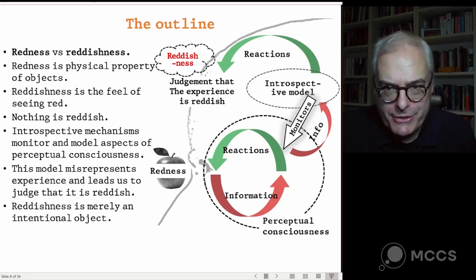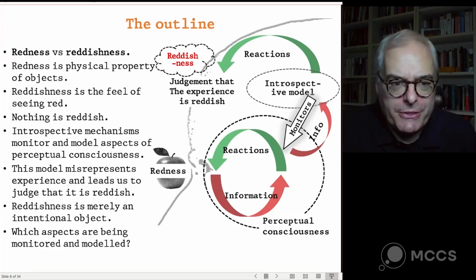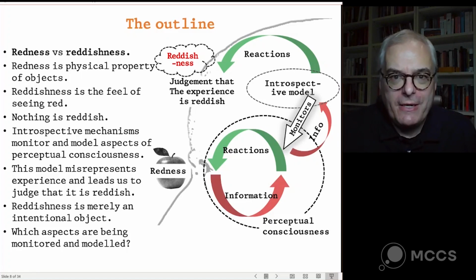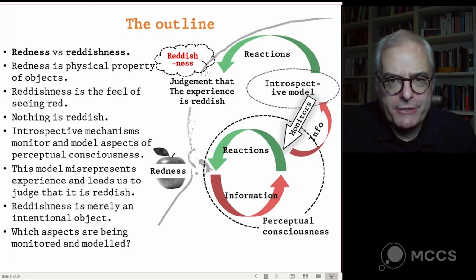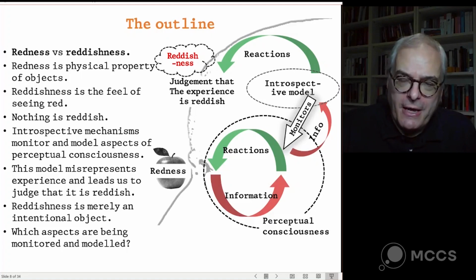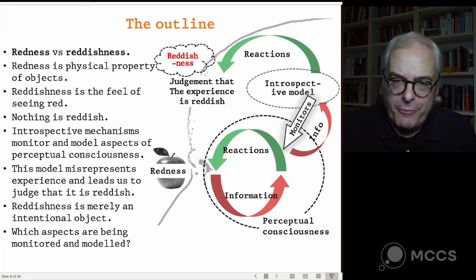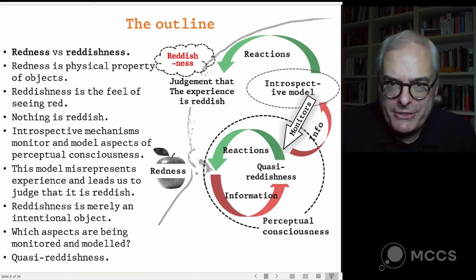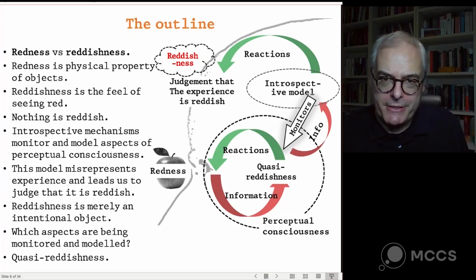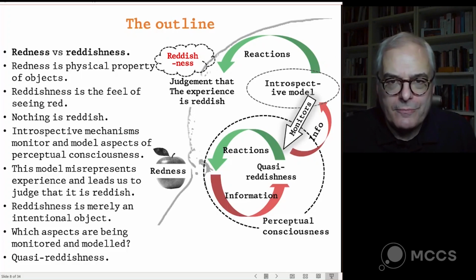But which aspect? Which aspects of perceptual consciousness are being monitored and generating the illusion of phenomenality? Another way of putting that is to ask, what are the quasi-phenomenal properties? You remember that I use the term quasi-phenomenal properties for the real properties of experience that are the basis for the illusion of phenomenality, the properties that are actually being monitored by introspection and that get misrepresented in some way as phenomenal ones. So the question is, what is quasi-reddishness? There isn't reddishness in there, but there is quasi-reddishness. There's something there that's being monitored and which is responsible for our forming the judgment that our experiences are reddish. So what aspect of perceptual consciousness is being monitored, and what is this quasi-reddishness?